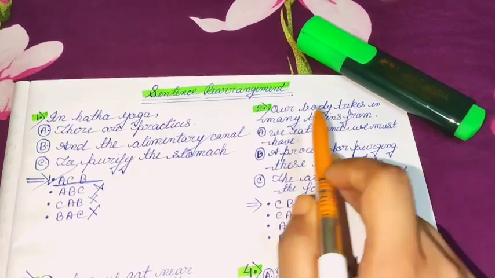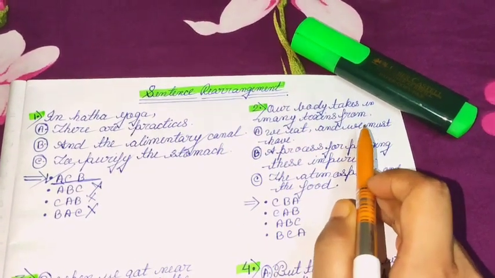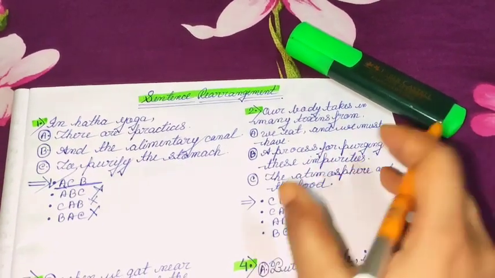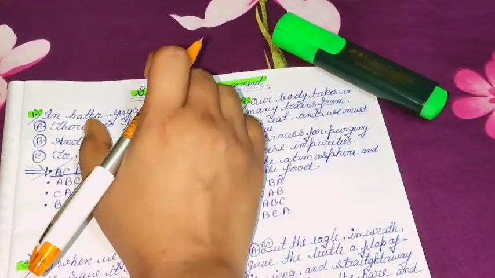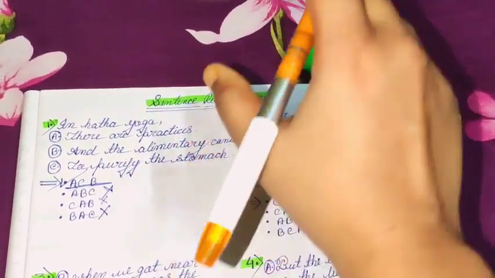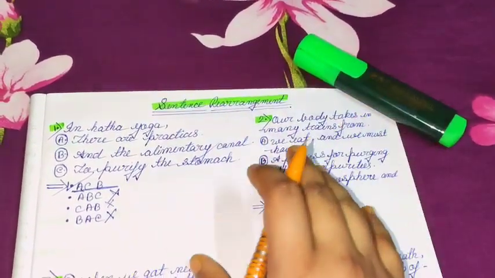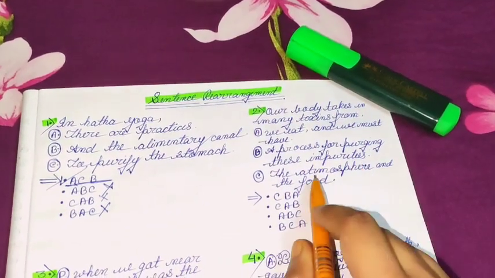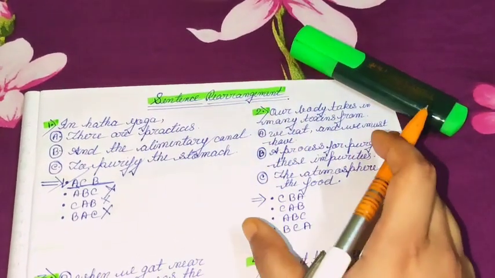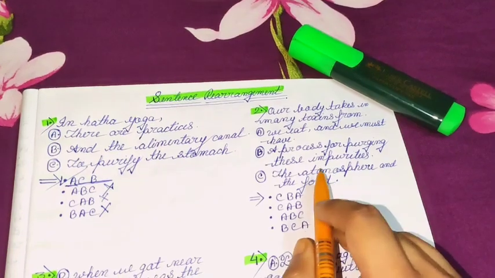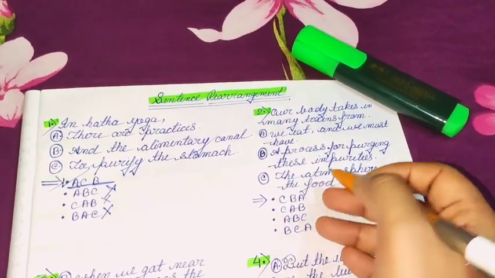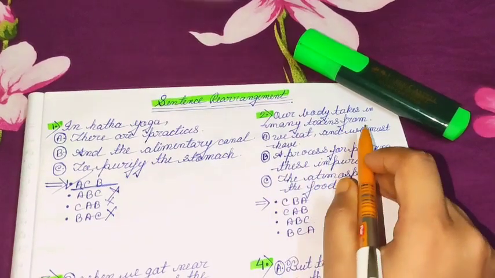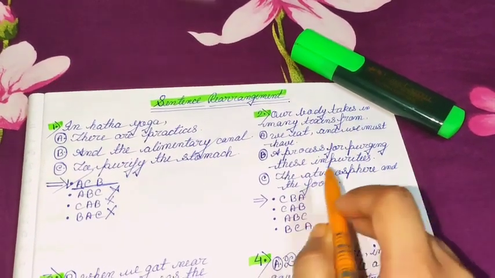Our body takes in many toxins from which one? From the atmosphere. After "from", which we use with a specific place, any activity, any person, because it is indicating where the thing has come from or where it belongs to. So after "from", you can indicate any place or any specific item. So here you can indicate this thing, the atmosphere and the food. Like our body takes in many toxins from the atmosphere and the food.